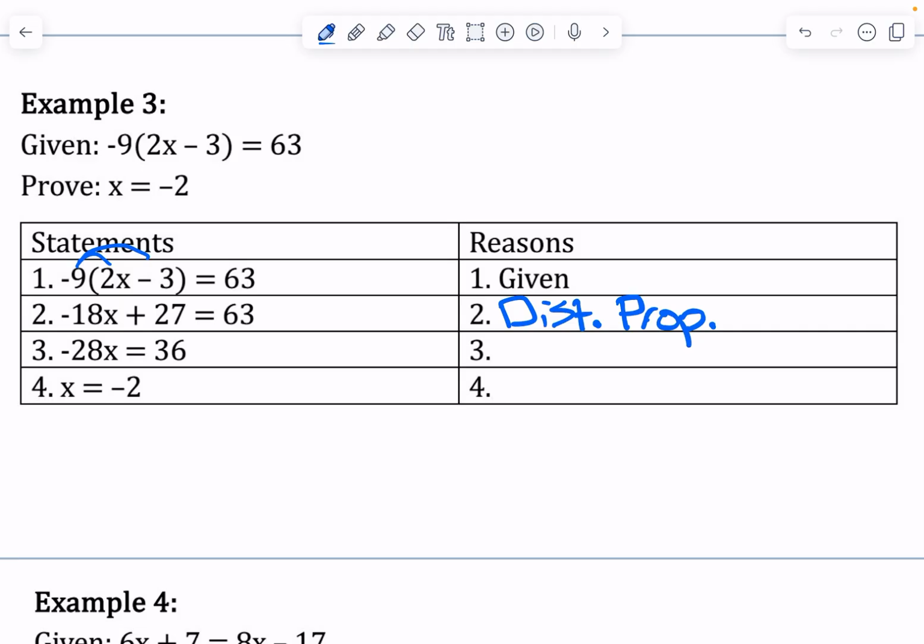From there, let's see, the 27 disappeared, so we must have subtracted that from the 63, so that's subtraction. And we did it on both sides, so POE. Okay, I also noticed there's a typo here. This should be an 18. That shouldn't have changed to a 28. And then to get x alone, we divide the -18 out and get -2, so that's division, property of equality.